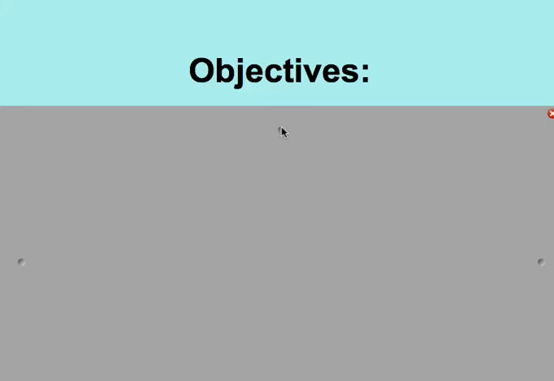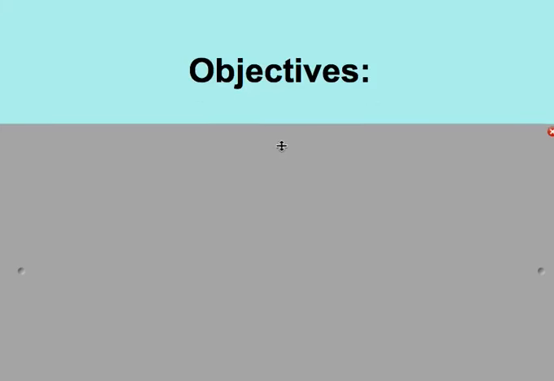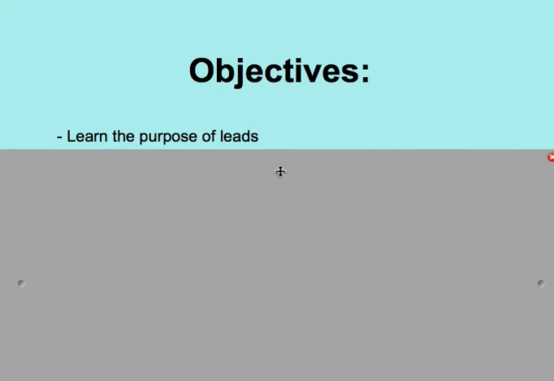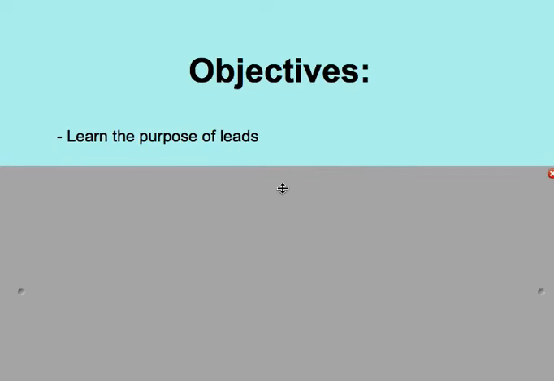So there are a few objectives for this lesson today. The first is that you'll learn the purpose of leads. A lead is an introduction to nonfiction writing that hooks the reader. It establishes the direction your writing will take. A good lead grabs your reader's attention and refuses to let go. And you'll see examples of this today.